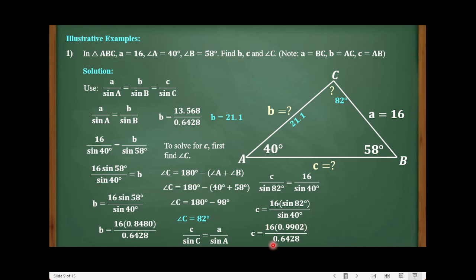Now, using your scientific calculator, we can compute for the length of side small letter c, and that will give us what? 24.65 units. So the value here is 24.65 units. And at this point, we have just solved this oblique triangle under case number 1.